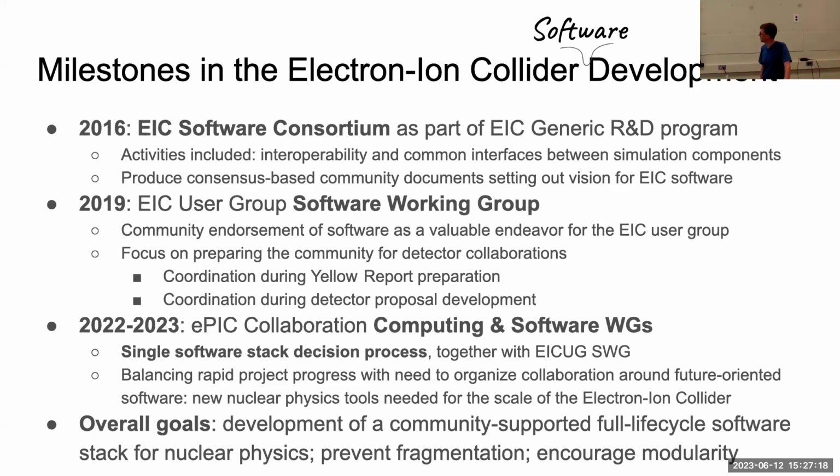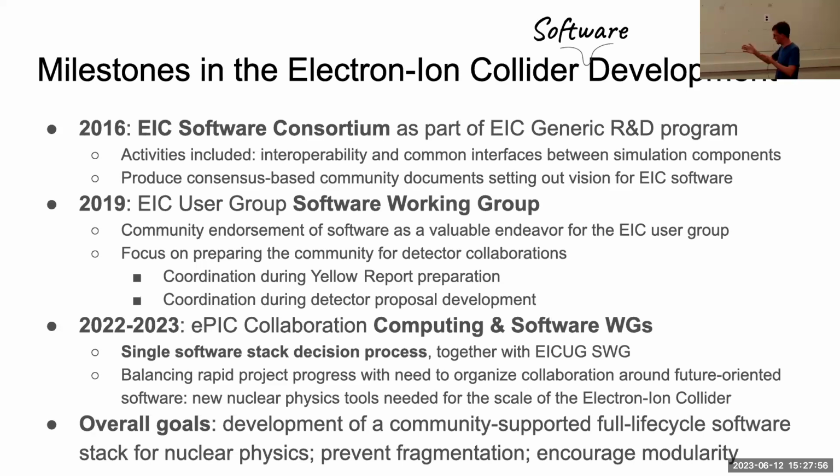So it first started as a software consortium, just a loosely affiliated group of people. Then we were able to integrate it in the EIC user group as a software working group, which gives it more coordination power. We were able to significantly impact the yellow report preparation. Who's familiar with the yellow report? Okay, yeah. The yellow report is the overview of what physics is going to come out of the EIC and what detector technologies are going to make that possible.